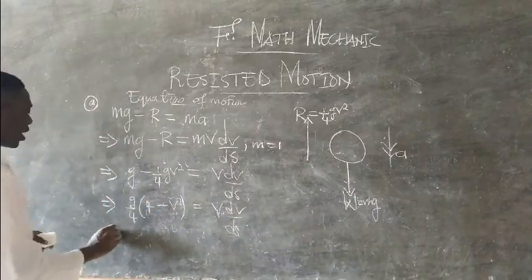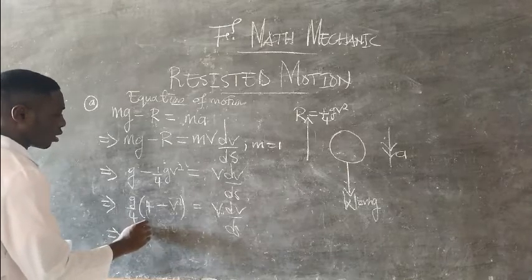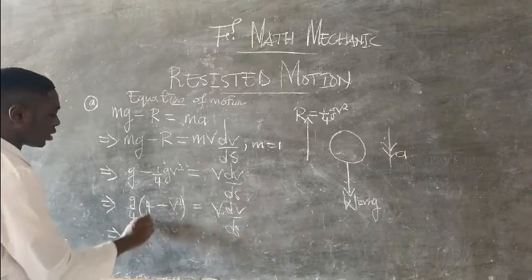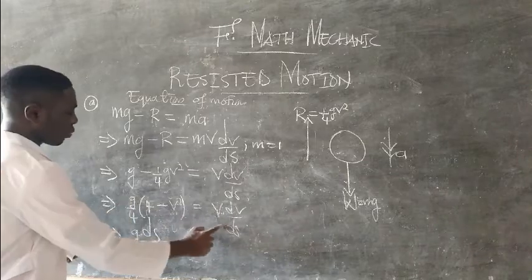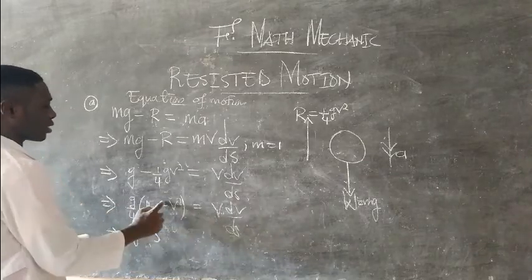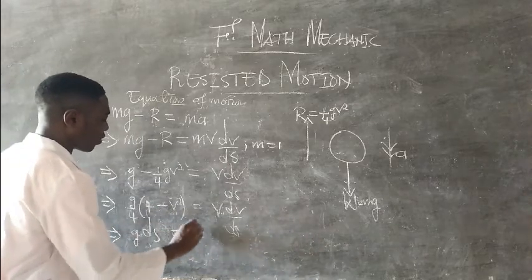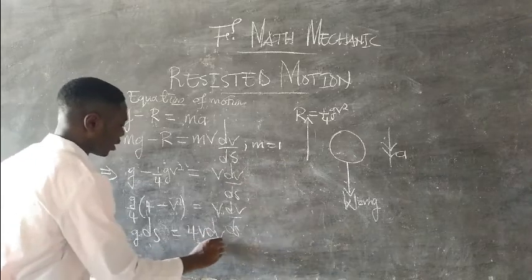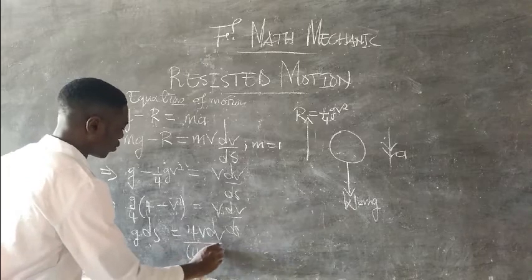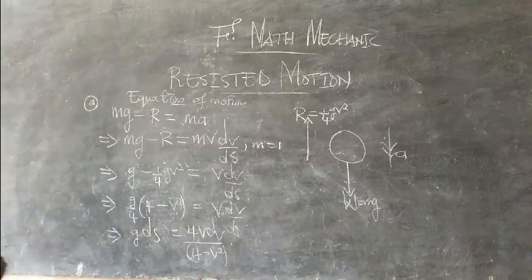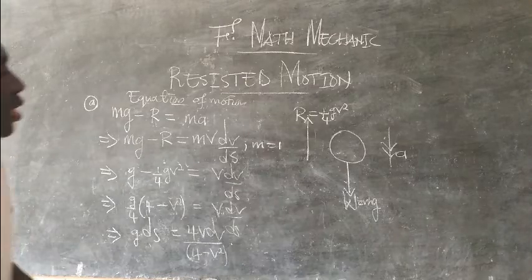And so we can write this as g. If we separate the variables, we can write it as g ds. We maintain this g here, and we cross multiply, bringing ds this way, so that we can write 4v dv over 4 minus v squared. So 4v dv divided by 4 minus v squared. Now I am ready to integrate.